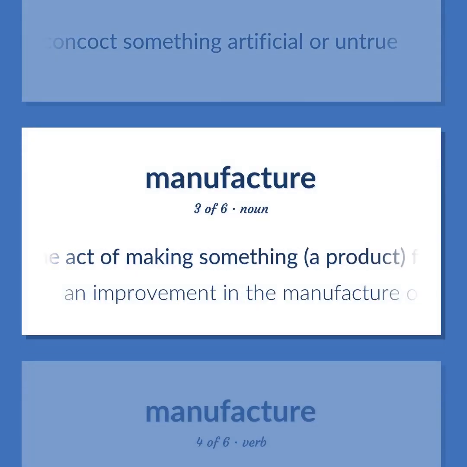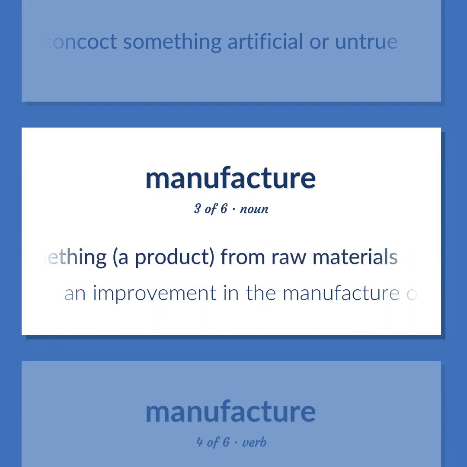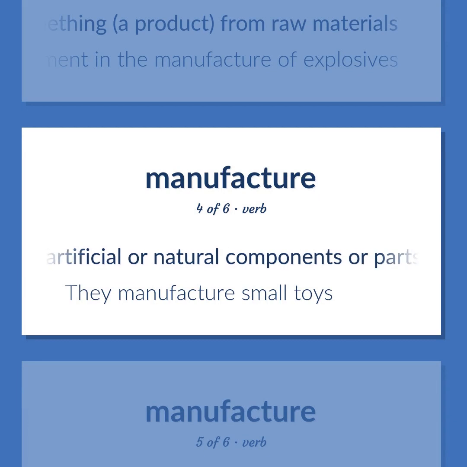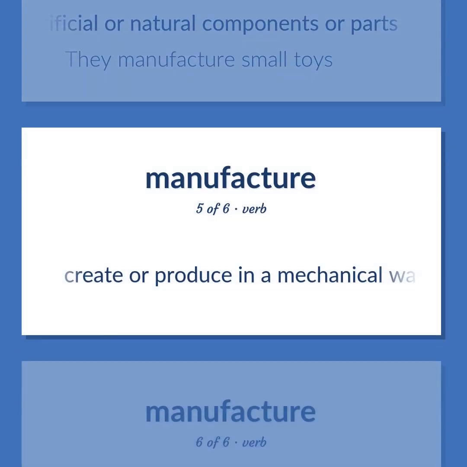The act of making something, a product, from raw materials. An improvement in the manufacture of explosives. Put together out of artificial or natural components or parts. They manufacture small toys. Create or produce in a mechanical way.